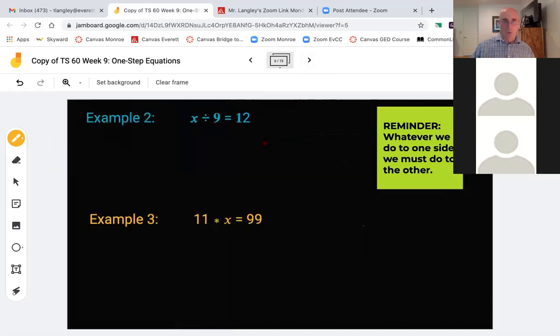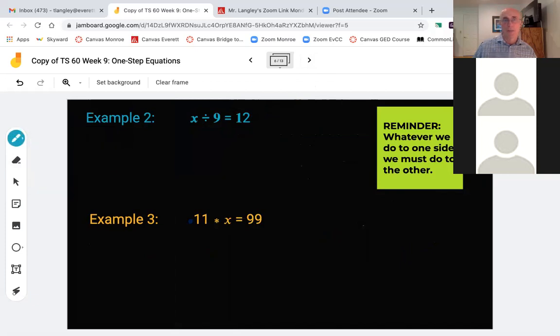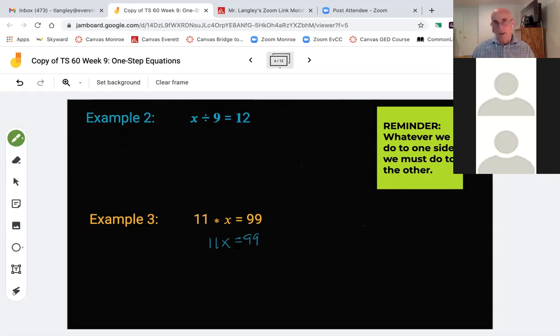All right, so let's look at example 3 next, because I want to reinforce what I just taught you. I've got 11 times x equals 99. When you see that, it might be simpler, like I did previously, to just go, oh, that's just 11x. That means 11 times x equals 99. And then what operation do I need to do?